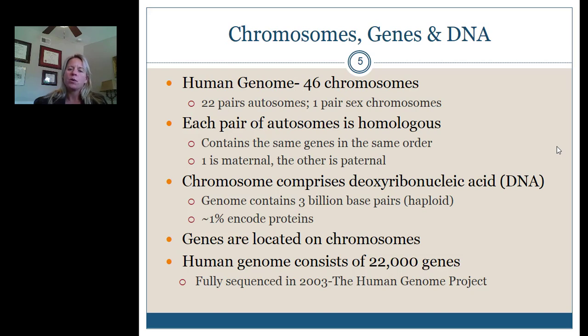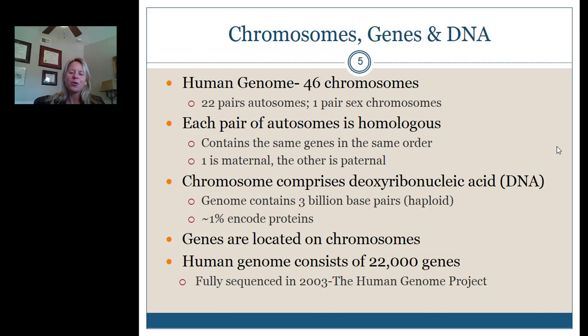Now, each pair of autosomal chromosomes is considered homologous, or the same, and that is that they contain the same genes ordered in the same way. And each member of that pair, one comes from the mother and one comes from the father. Now, chromosomes comprise deoxyribonucleic acid, or DNA, and we now know that the human genome contains over 3 billion base pairs of DNA, of which about 1% encode for proteins. Human genes are located on chromosomes. That's true for all genes, by the way.